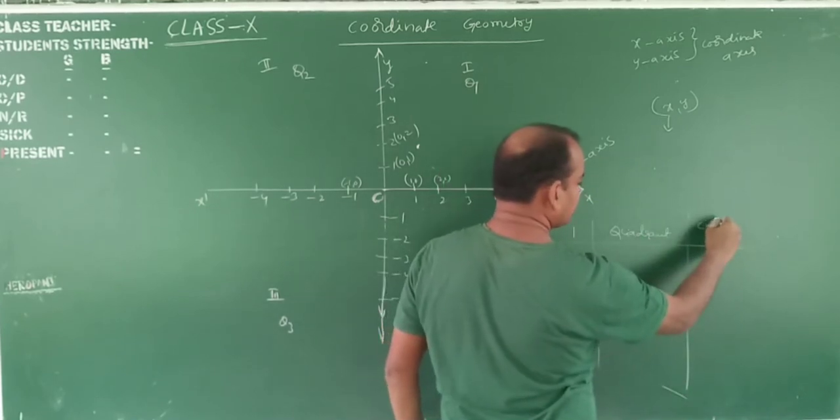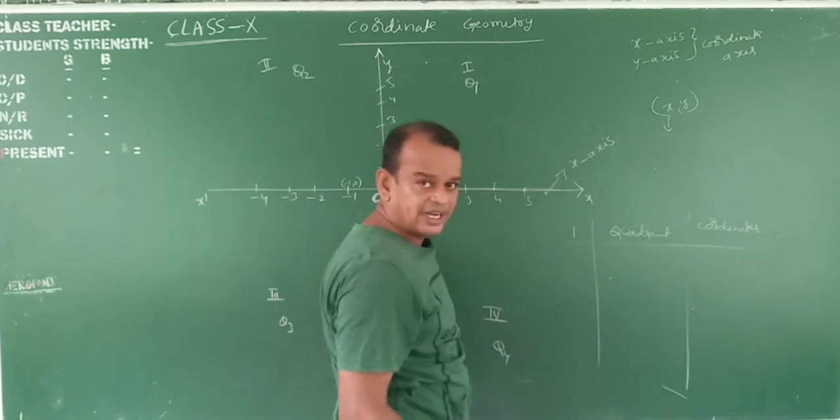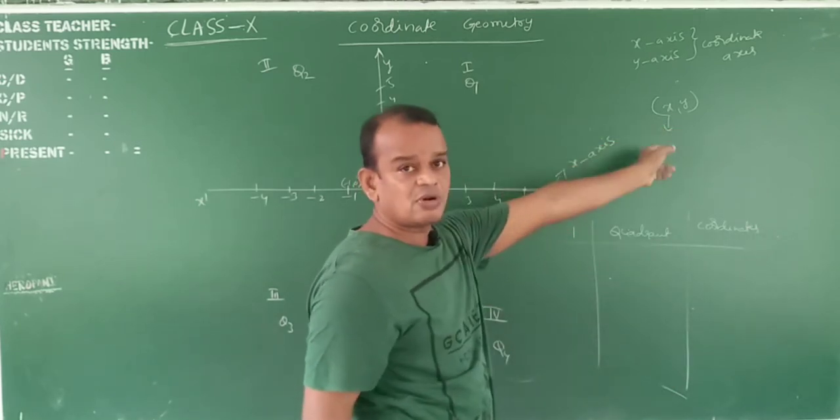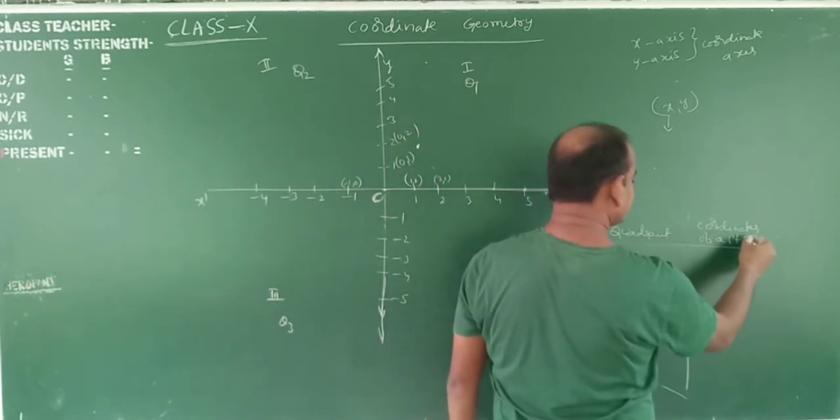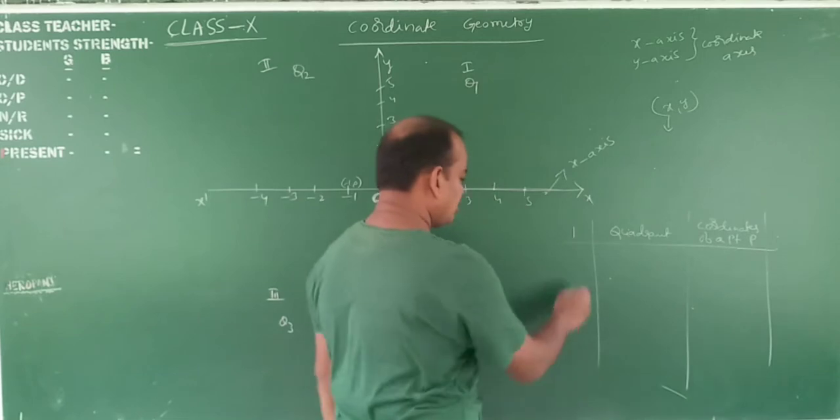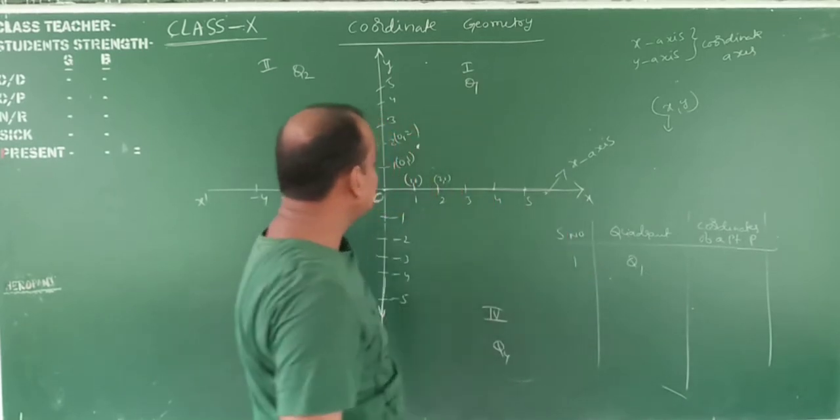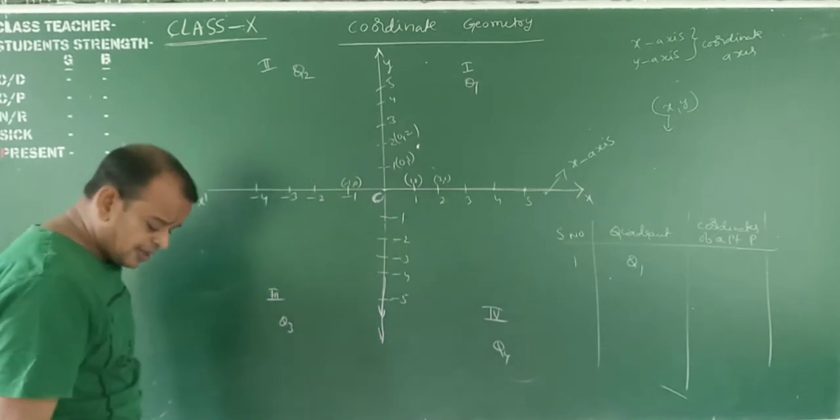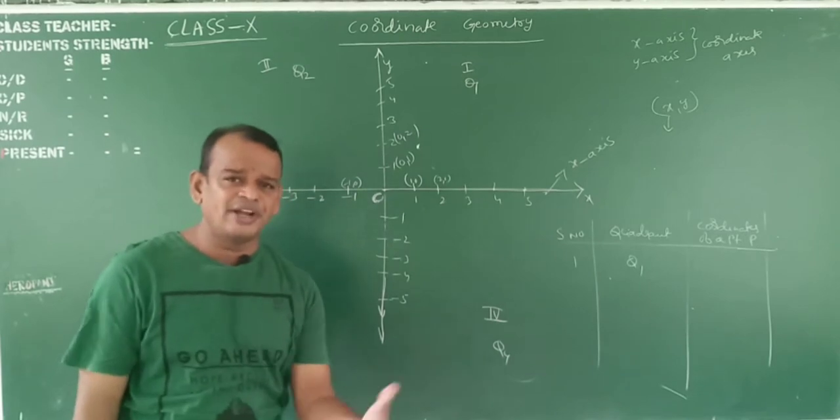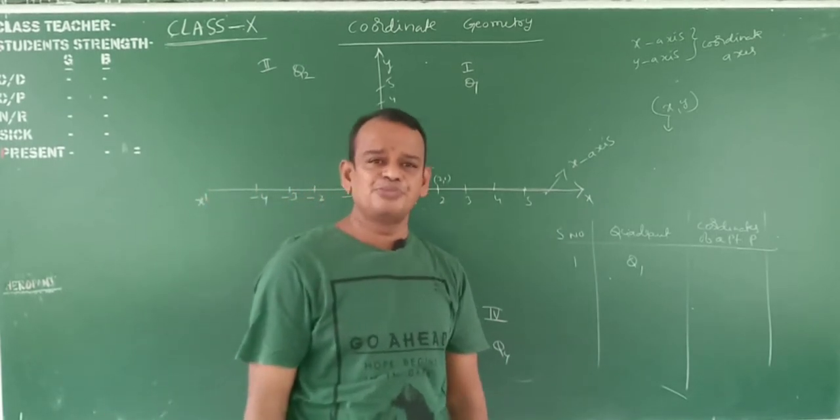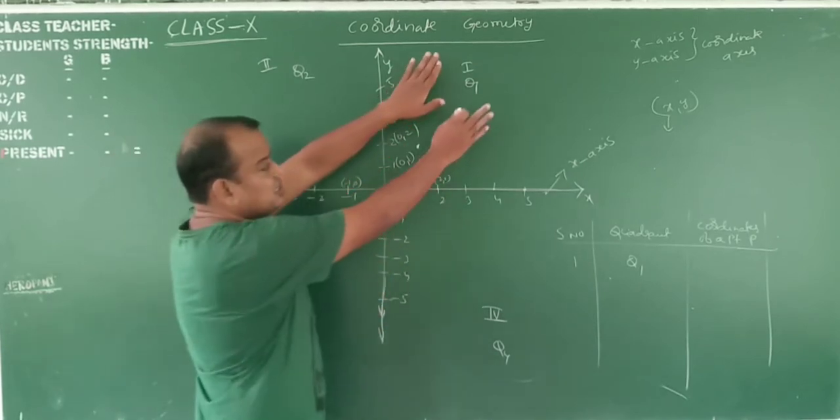Coordinates of a point. Coordinates means x coordinate, y coordinate. P(x, y), x coordinate, y coordinate. Coordinates of a point P. This is the serial number, Quadrant 1. Observe that simple. I think many students have no idea about the coordinate system. I observed that last year, a lot of students. Okay, observe that this is the first.